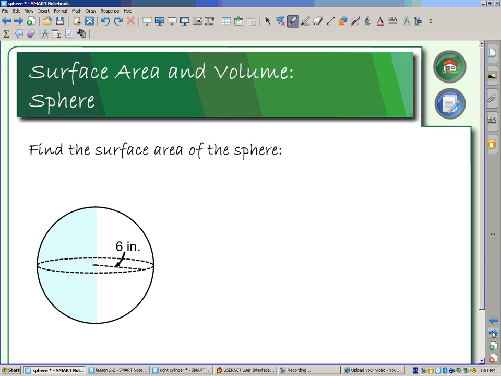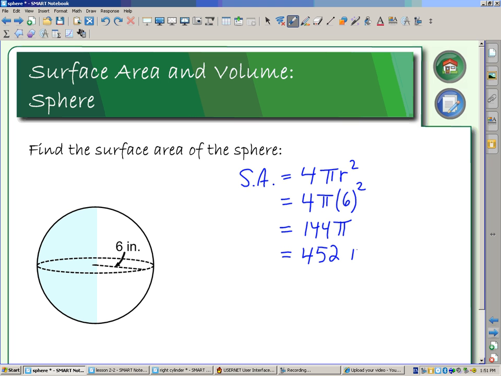So if I'm just looking for the surface area, that's 4 pi r squared. My radius in this case is 6. So 4 times 6 squared times pi is 144 pi. And that gives me 452. And we're dealing in inches, so this would be inches squared, or square inches as we call it. So 452 square inches. So very straightforward with these formulas.